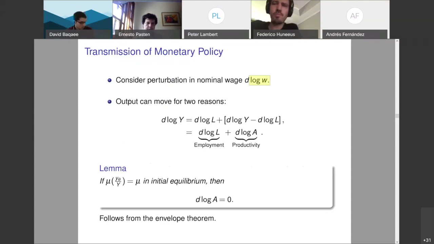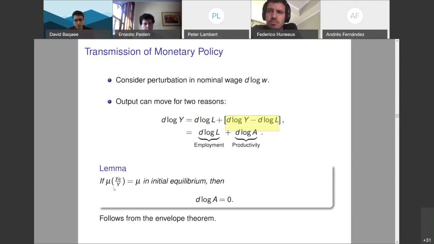Now, why would output move? Well, output could move in response to a change in the nominal wage for 2 reasons in principle. The first reason is there could be a change in employment. This is the traditional demand side effect in New Keynesian models. But in principle, there could also be a change in productivity. And so this is the thing that we're going to be focused on.